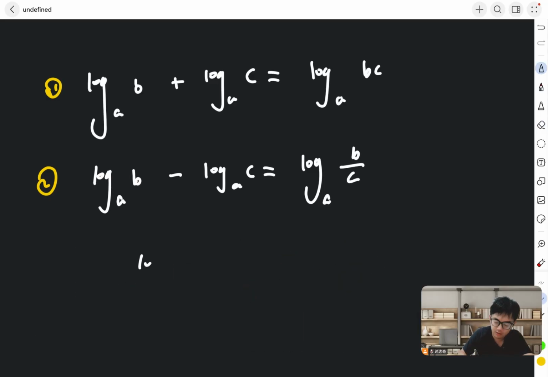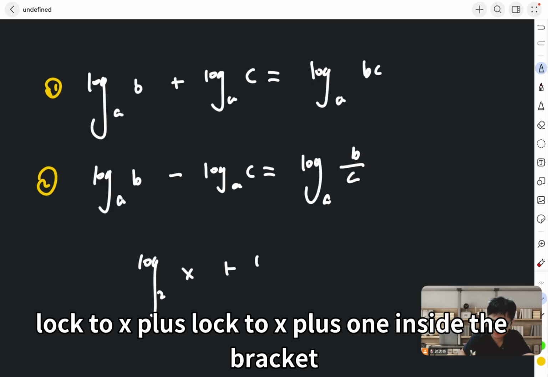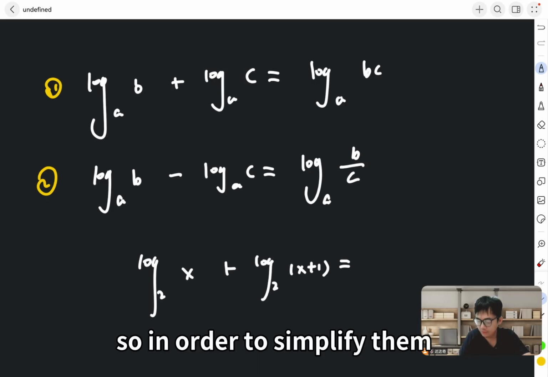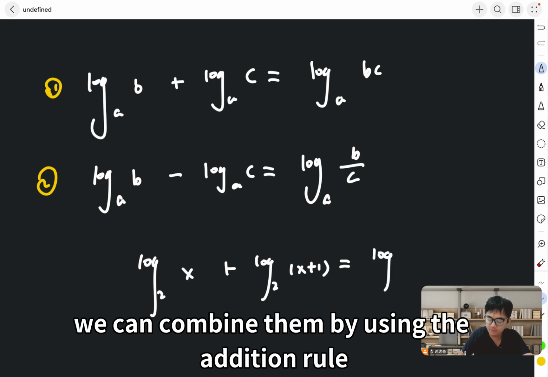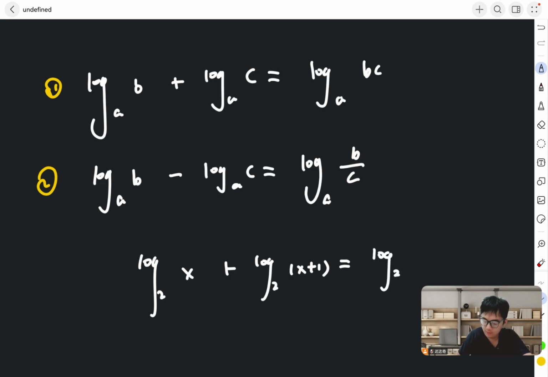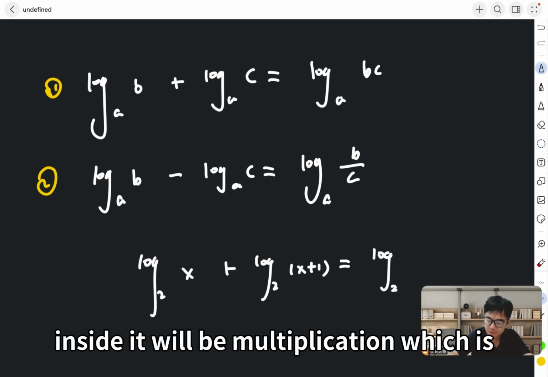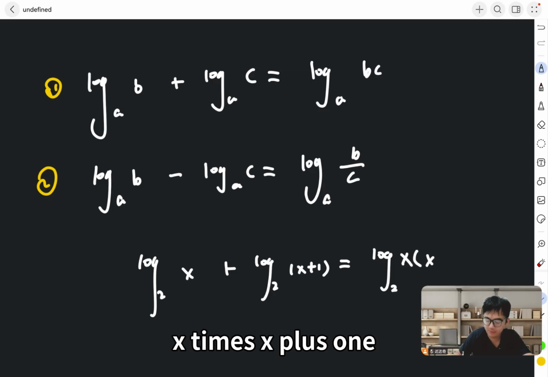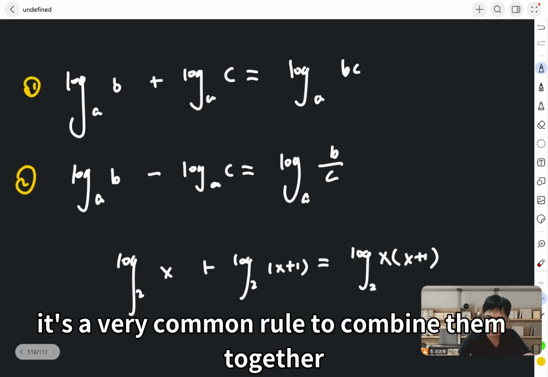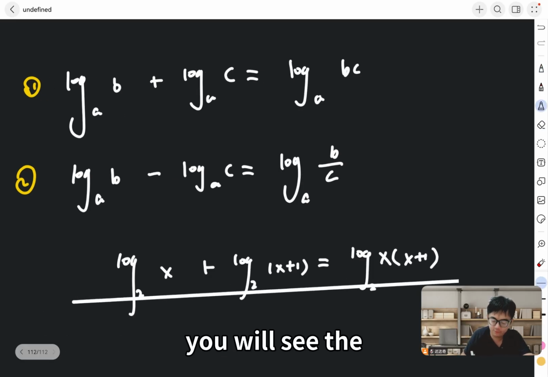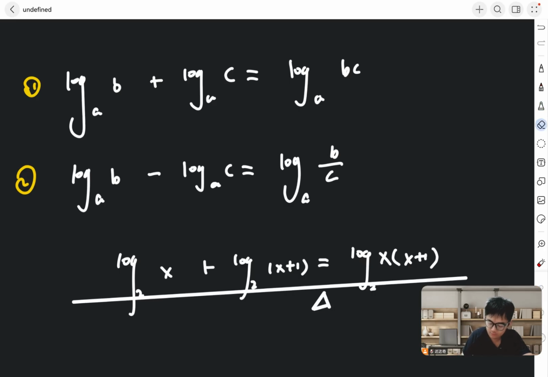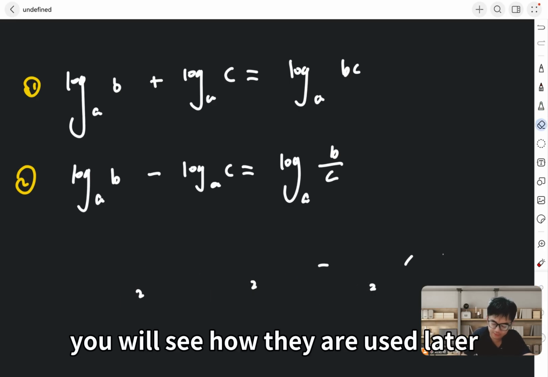So you see log 2 x plus log 2 (x plus 1). In order to simplify them, we can combine them by using the addition rule. Inside it will be multiplication, which is x times (x plus 1). It's a very common rule to combine them together. You will see how they are used later.